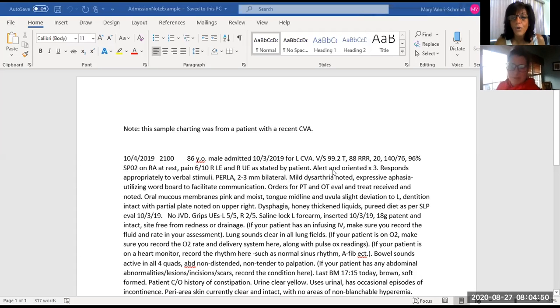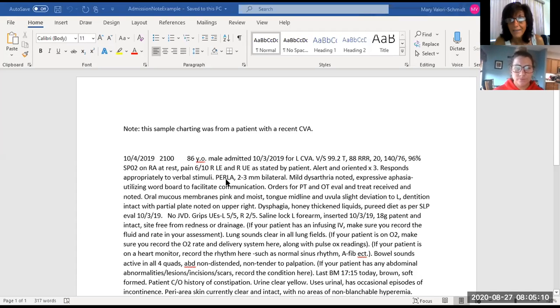And then I go on and talk about alert and oriented ×3. And head to toe, you start at the head and you work your way down. So we talk about vital signs, and then we talk about, is he awake, alert, and oriented? Is he confused, right? What's going on neurologically? So he responds appropriately to verbal stimuli.